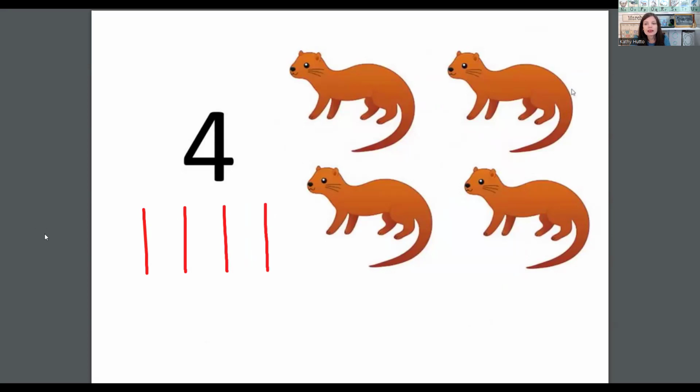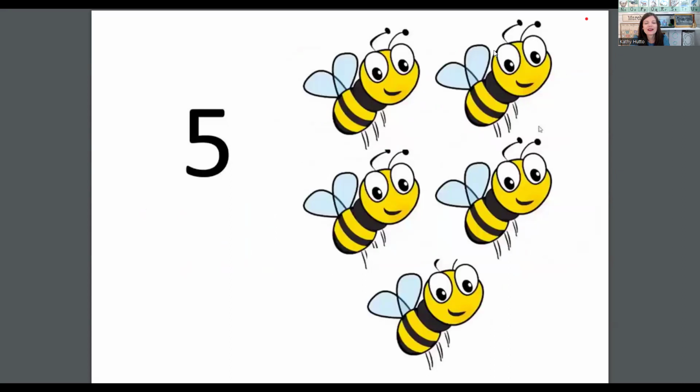How many bumblebees can you see? Hold on, I'm going to turn to the next page. There those bumblebees are. How many bumblebees can you see? 5. Now this one's a little bit different. 1, 2, 3, 4. And to make that number 5 line, we're going to lay it across the others like this. 5 bumblebees. This is how you do tally marks for number 5.